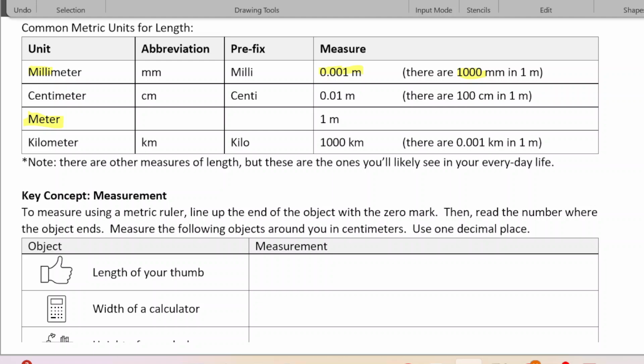Centimeters are also really common. The prefix centi refers to 100. So think about cent in percent. That means 100, or cents, 100 cents in a dollar. That's a good way to remember it. So there's 100 centimeters in a meter. Okay. And then for longer lengths, we typically use kilometers. Kilo means 1,000. So there's 1,000 meters in a kilometer. Okay.